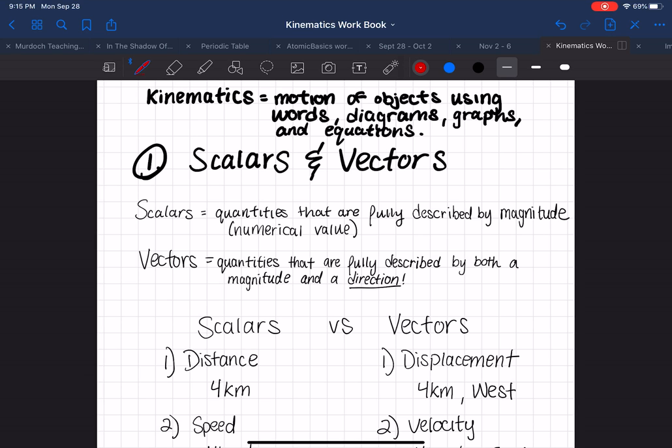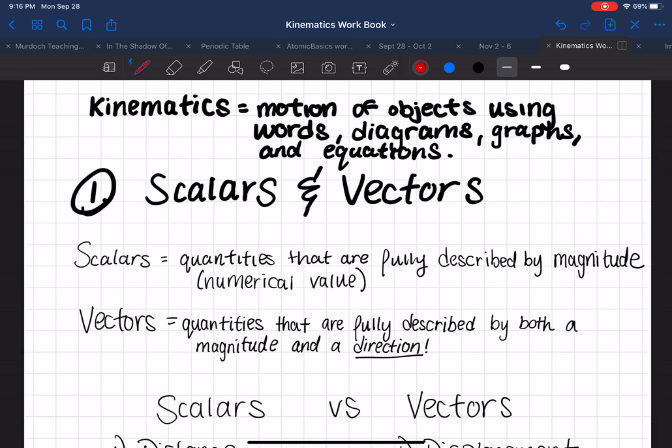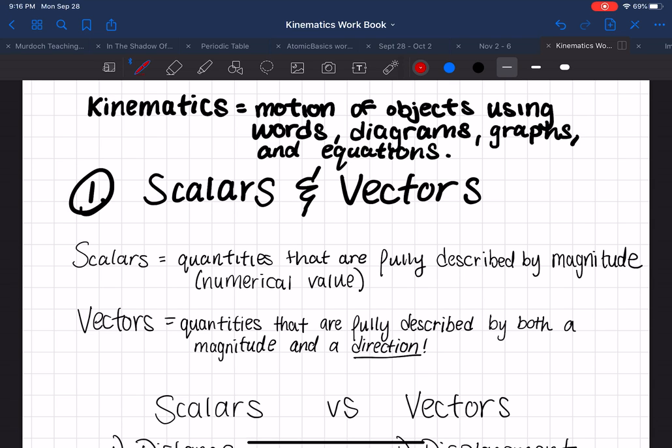So the motion of objects is very important in this topic and in this unit, so we're going to focus on that. And the first focus will be describing the scalars and vectors, so putting those quantities that I just said into two different categories. Scalars are quantities that are fully described by magnitude or a numerical value, so usually a number of something. And then vectors are quantities that are fully described by both a magnitude and a direction. So that's the very important piece that we have to be aware of.